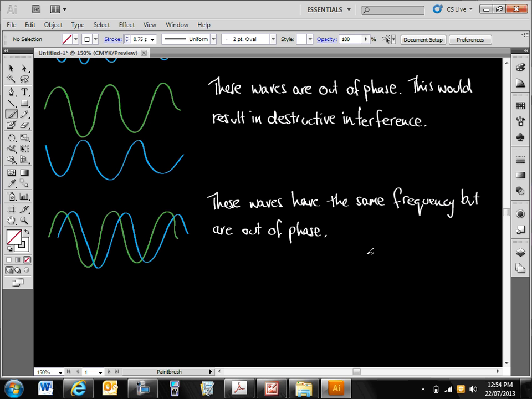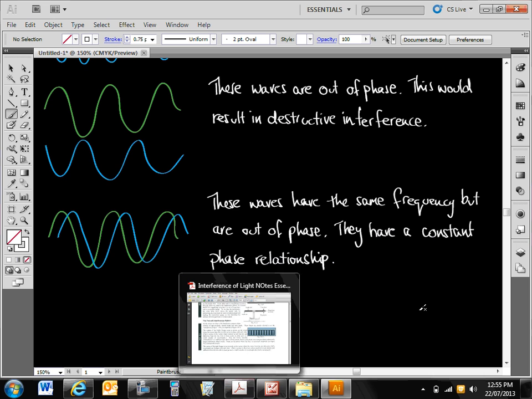Same frequency, but out of phase. And they're out of phase by, it looks like, a little bit less than a quarter of a wavelength. We've got half a wavelength there, a little bit less than a quarter of a wavelength out of phase by. What we can say they do have is a constant phase relationship. Okay.